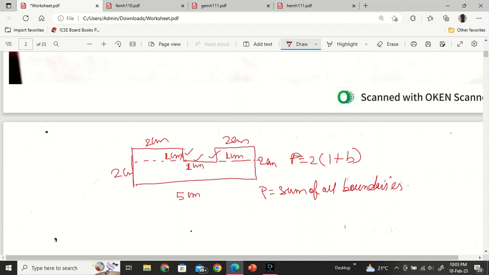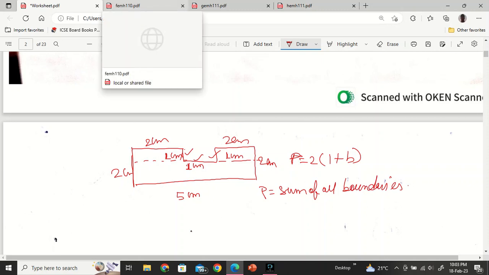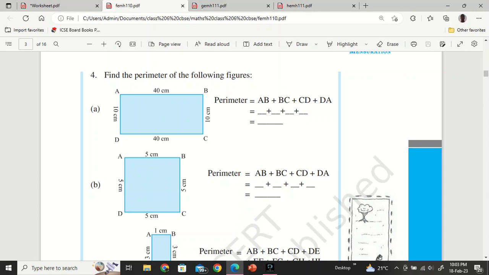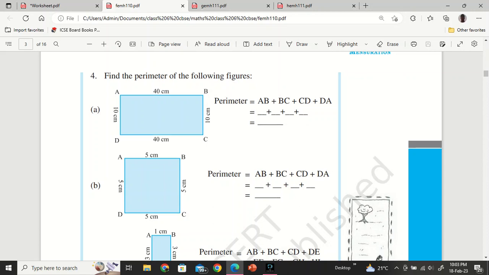हम देखते हैं एक क्वेश्चन एनसीईआरटी का 6th क्लास का. देखिए यहाँ पर: Find the perimeter of the following figure. This is a rectangle. What will be, yes, this is a rectangle.